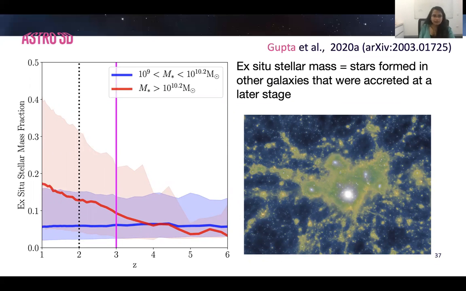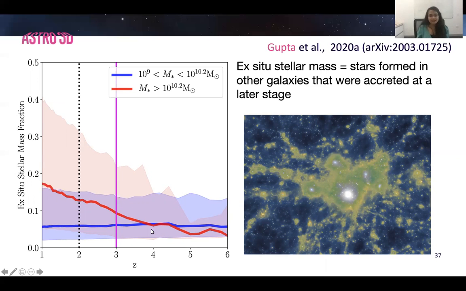The ex situ stellar mass fraction, which is plotted on the y-axis here, is basically the amount of stellar mass galaxies have that is coming from other galaxies. For example, it could come from mergers, minor mergers, major mergers, or even mini mergers, whatever. But all of these stars were assembled in other galaxies and later on were accreted into our main galaxy. This ex situ stellar mass fraction, for the low mass galaxies, remains almost flat. Between redshift 6 and 1, it does not change at all.